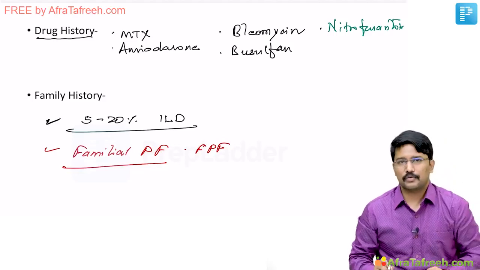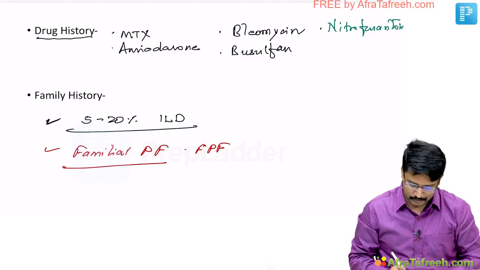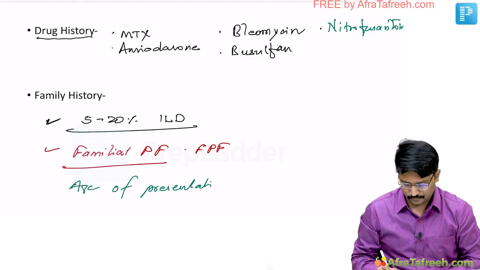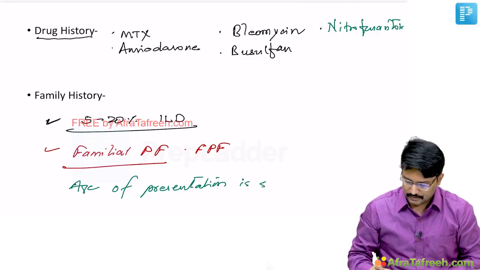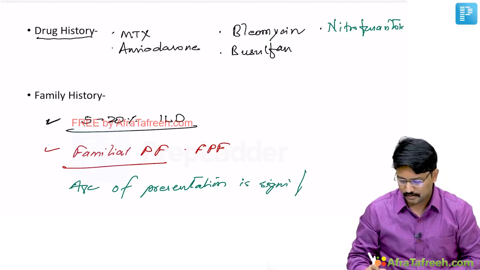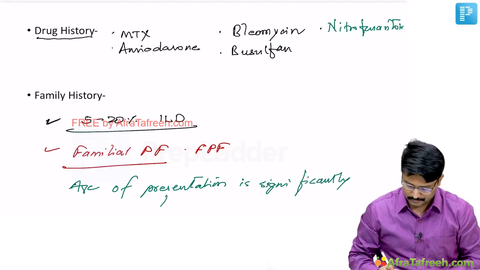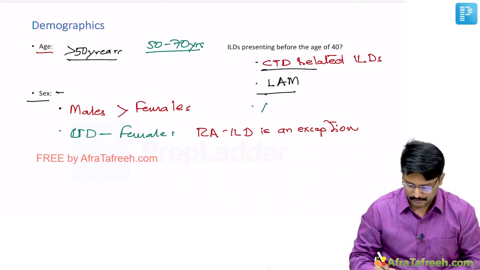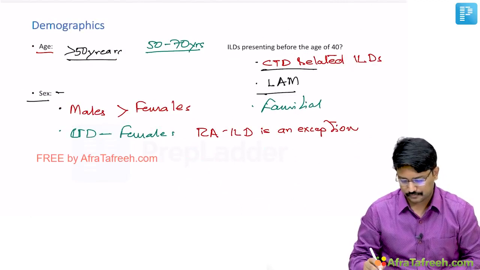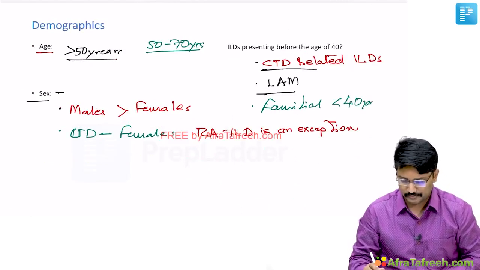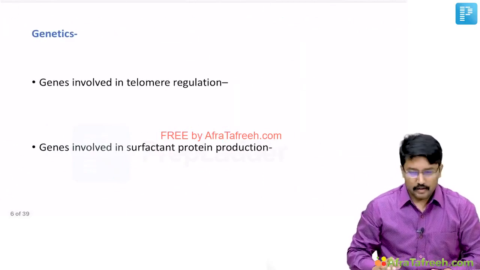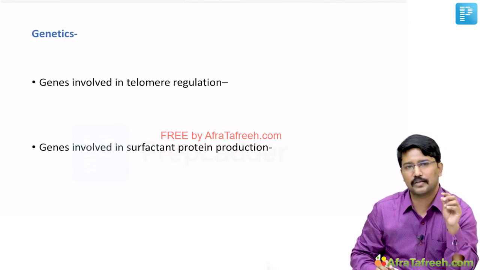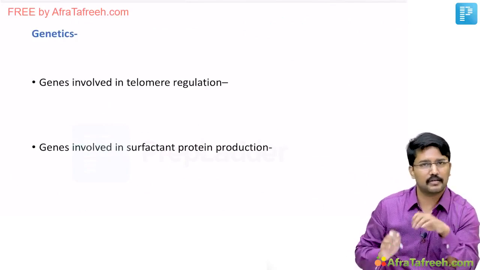One important point you must know with respect to familial ILD is that the age of presentation is significantly lower, or they present much earlier than their non-familial counterparts. I'll go back to the previous slide and mention that familial ILD may present before the age of 40 years. When we know that there is familial interstitial lung disease, that also means that there is probability of genetic contribution.